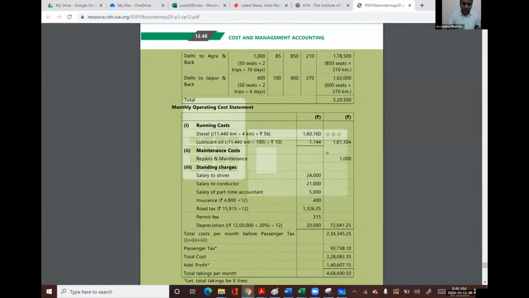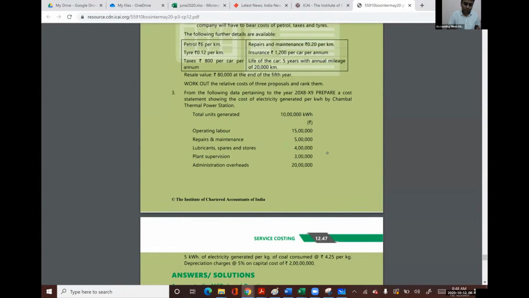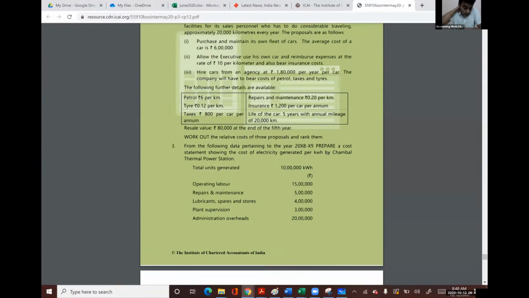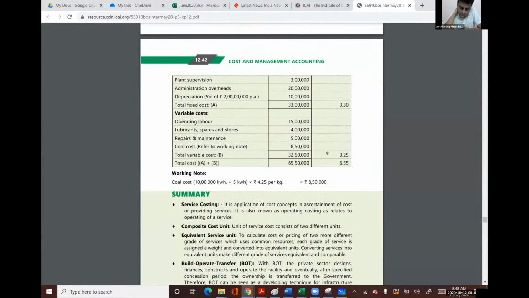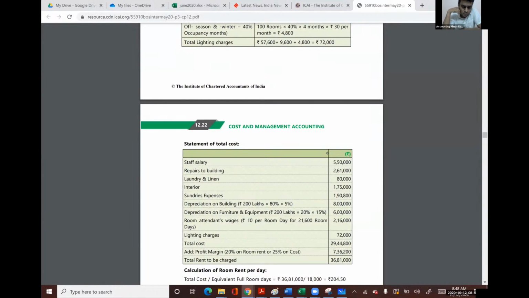That's all, guys. Equivalent is the only thing I had to explain today. That's all we have. Tomorrow I will be taking up tax classes. Maybe next Saturday, Sunday we'll start with our standard costing.